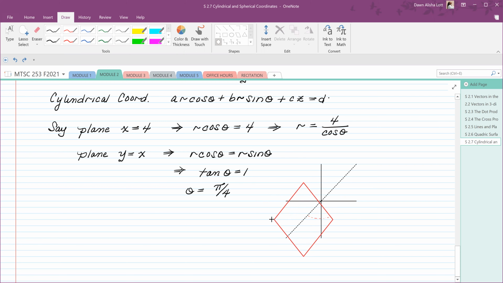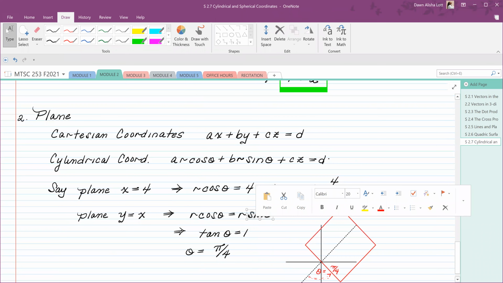There we go. That's it. There's my plane. I got it now. There's the plane, because here's theta equals pi over 4. So I just have a plane going right straight through there. Okay.